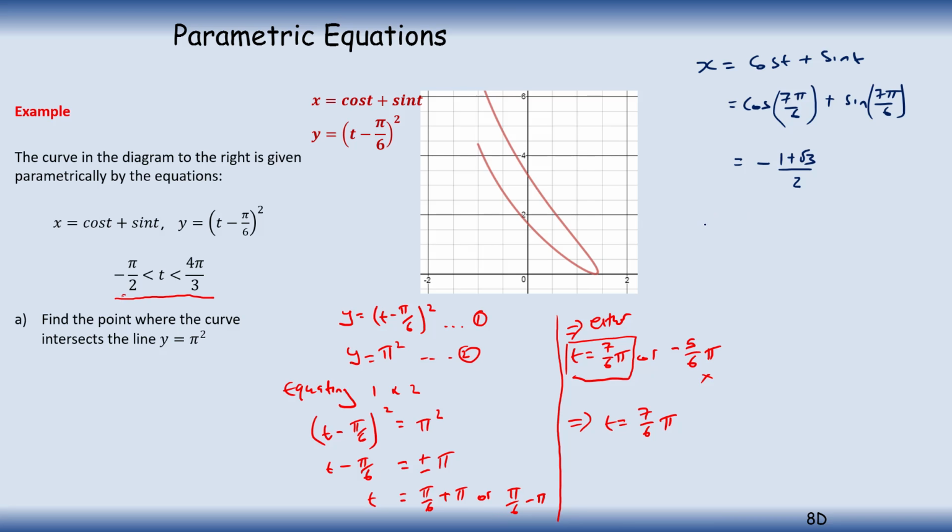So the coordinates then, for completeness, are given by minus 1 plus root 3 over 2 for the x coordinate, and the y coordinate is pi squared. Okay, hit pause, make some notes, and then we look at B, part B.